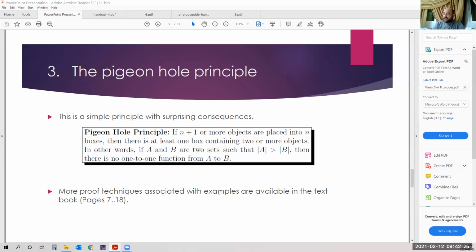More proof techniques with examples are available in the textbook, pages 7 to 18. You can see pages 7 to 18 for the proof techniques in our textbook.